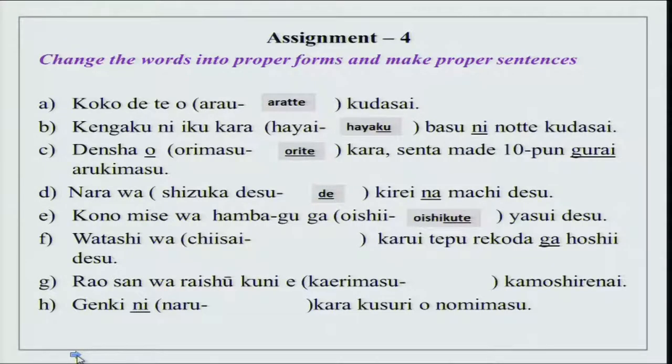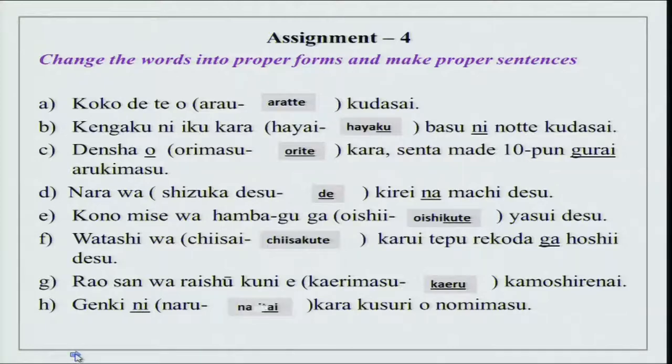Then kono mise wa hanbaagu ga oishikute yasui desu. I adjective and I adjective, when you join, kute is used. Then we have watashi wa chisakute karui tape recorder ga hoshii desu. Hoshii will always take ga. Karui is light. Rao san wa raishu kuni e kaerimasu. Now what should it be? It is kamoshirenai over there. It should be in plain form. Kaeru kamoshirenai. Nai is plain form over here for kamoshiremasen.